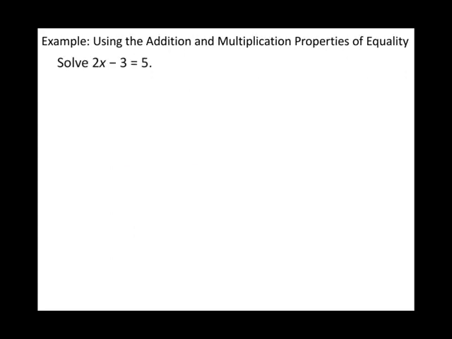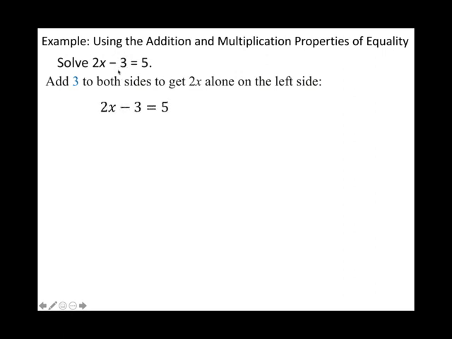Okay, try this example. I want to isolate the variable of 2x. So first step, I want to get rid of the -3 here. So what we're going to do, we're going to apply the addition property. We're going to add 3 to both sides here.